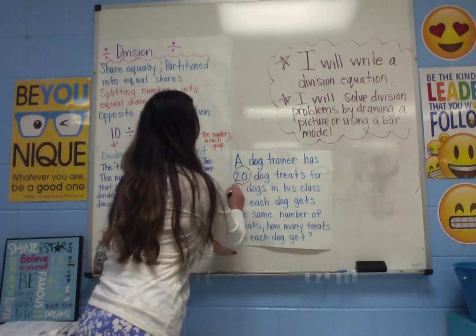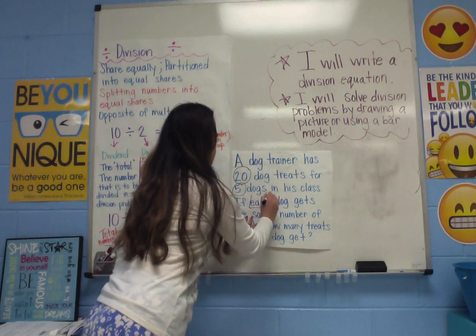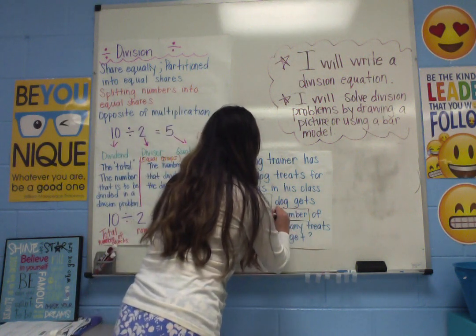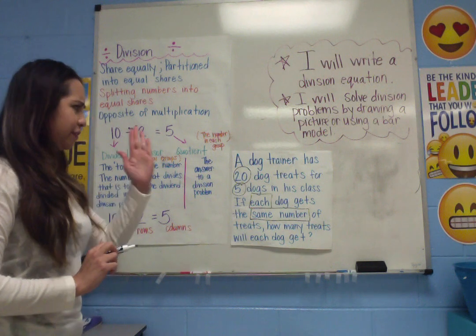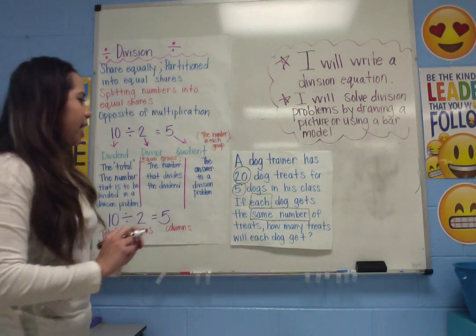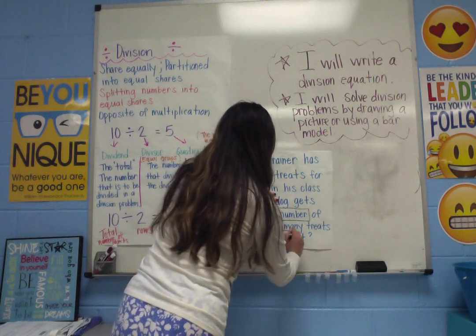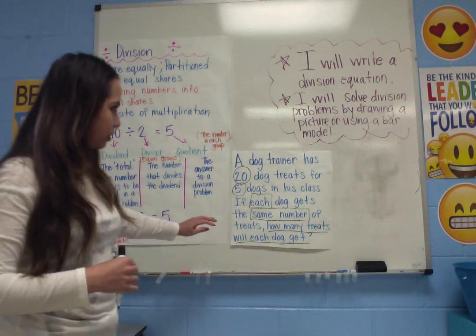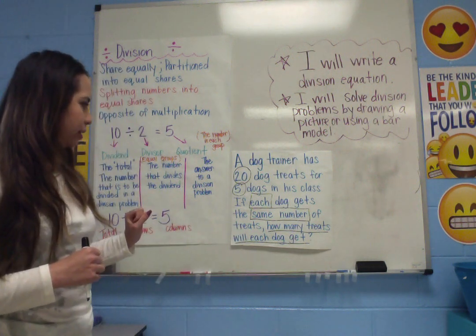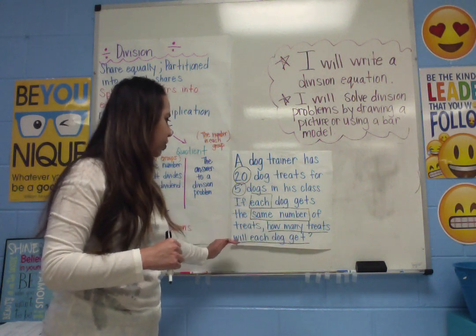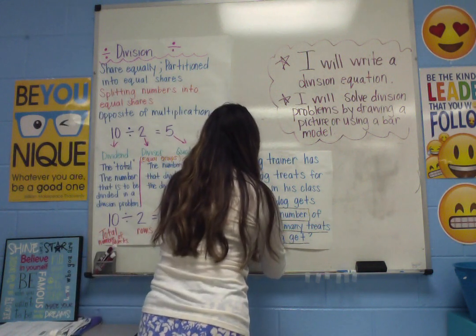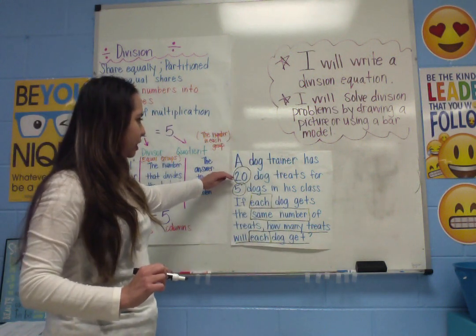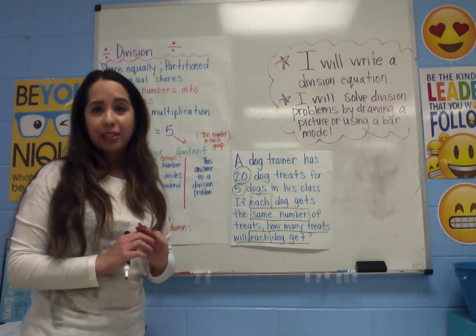We know if each dog gets the same number, I'm going to put the phrase same number in a box. If each dog gets the same number of treats, how many treats will each dog get? Boys and girls, in division, in the question, if you see each, how many treats will each dog get, you will know that is division. Okay? All right, so we have a total number of dog treats, which is 20.